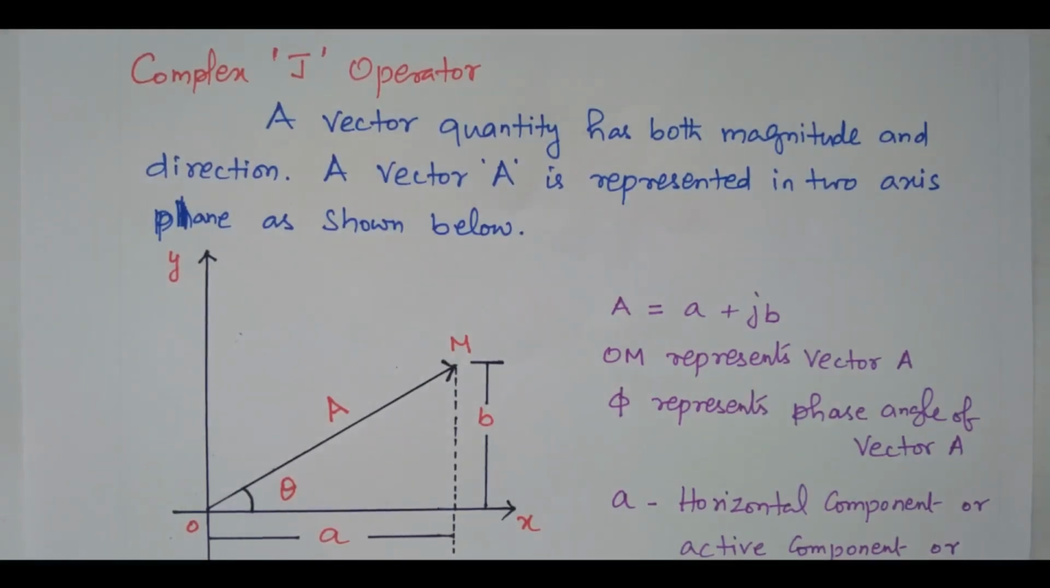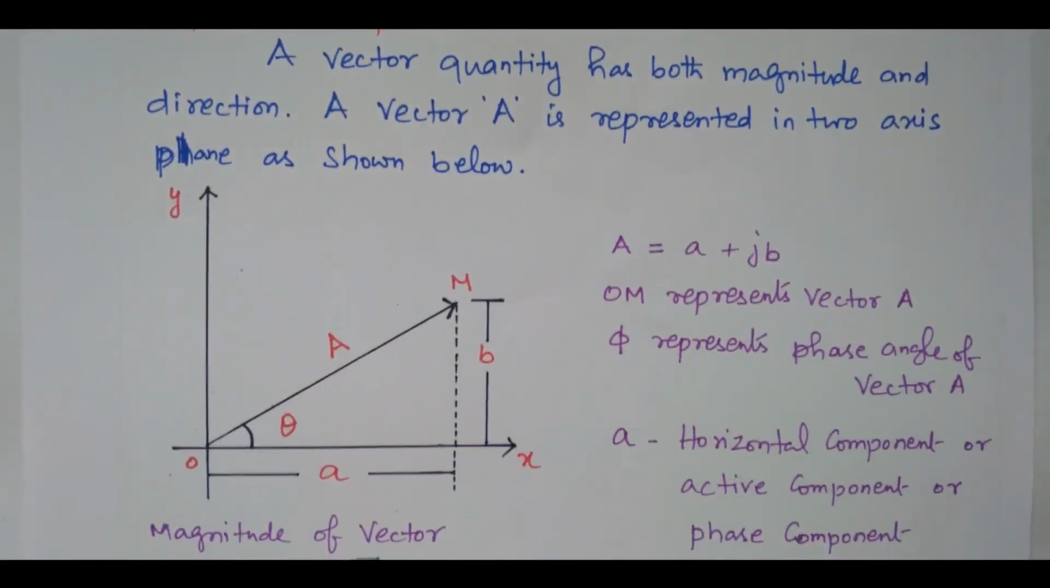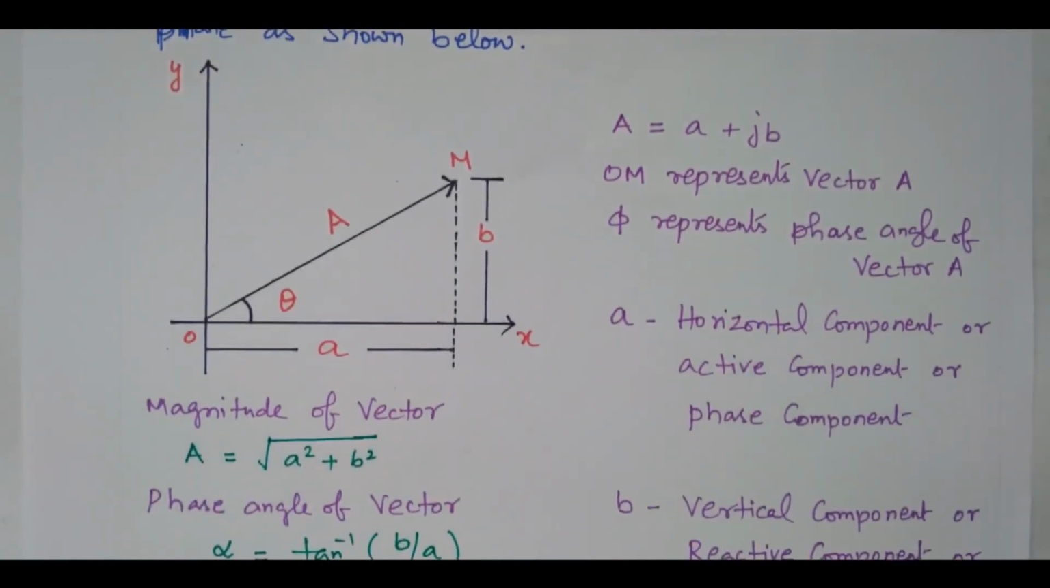Welcome viewers. In this video we will see the complex J operator. That is, it is used to indicate a complex number having a real term and an imaginary term. That is a vector quantity. A vector quantity has both magnitude and direction. So that is represented in a two-dimensional plane as shown below. So this is nothing but a complex number.